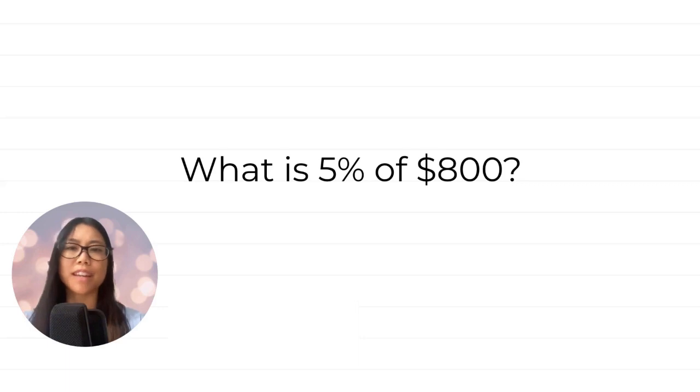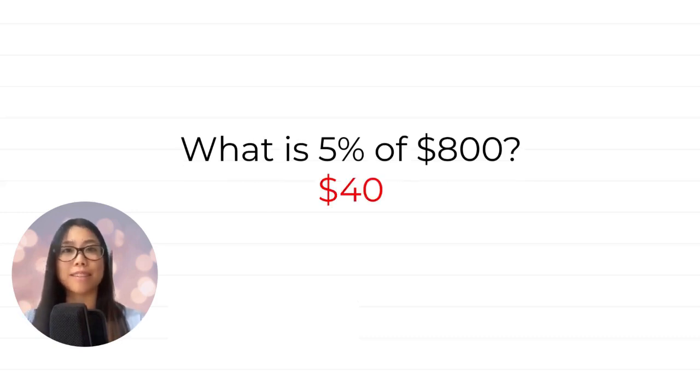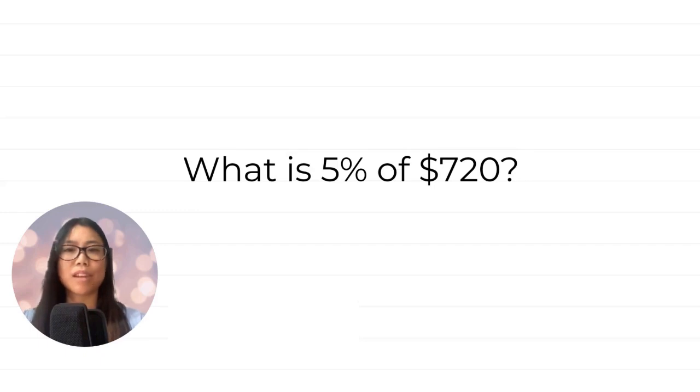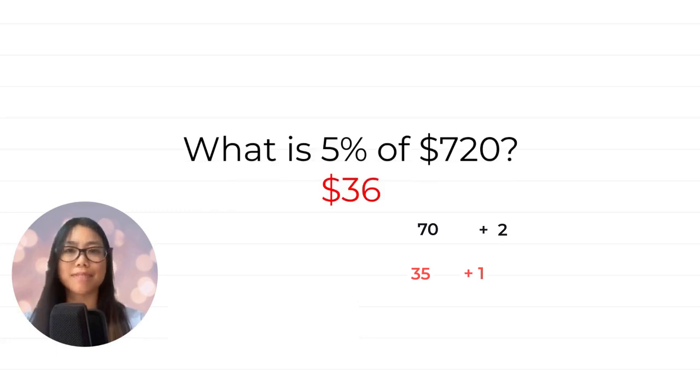What's 5% of 800? Okay, so again, let's use our benchmark percentage. Find 10% first, which is 80, and then halve that to get 5%. So 5% of 800 is 40. What's 5% of 720? All right, we know that 10% is 72. Half of that, half of 70 is 35. And then I have an extra 2, so I have to add 1. So 36.